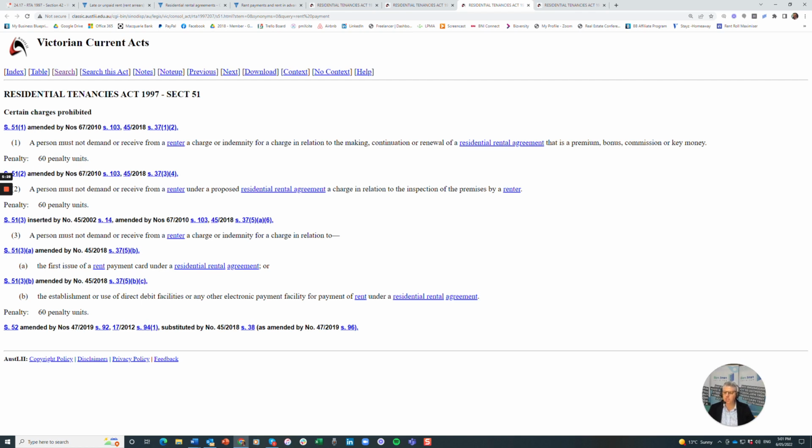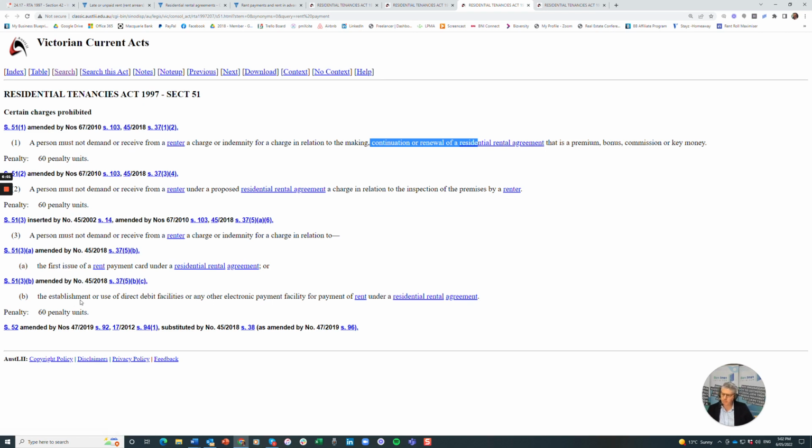So let's just go through this one. Certain charges, so you can't. This is where it says a person must not demand a fee from a renter for a charge in relation to continuation or renewal of an agreement, or a bonus or commission or key money. So you can't be charging a fee for a lease renewal directly to a renter. A person must not demand or receive a fee from the renter in relation to an inspection. So you can't do that as well.